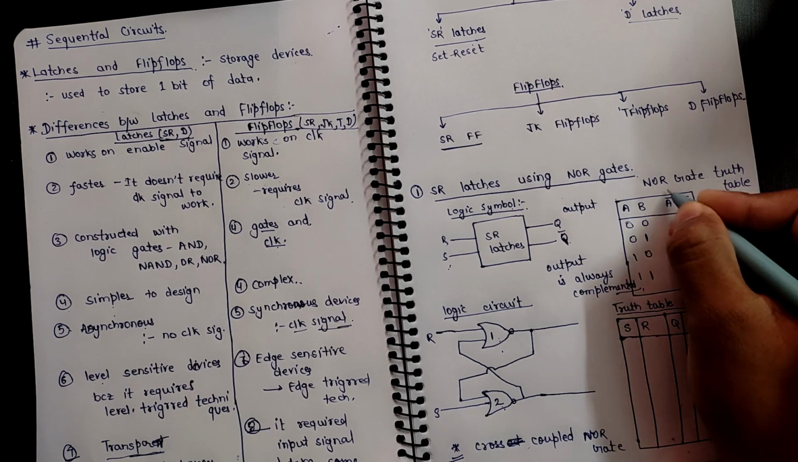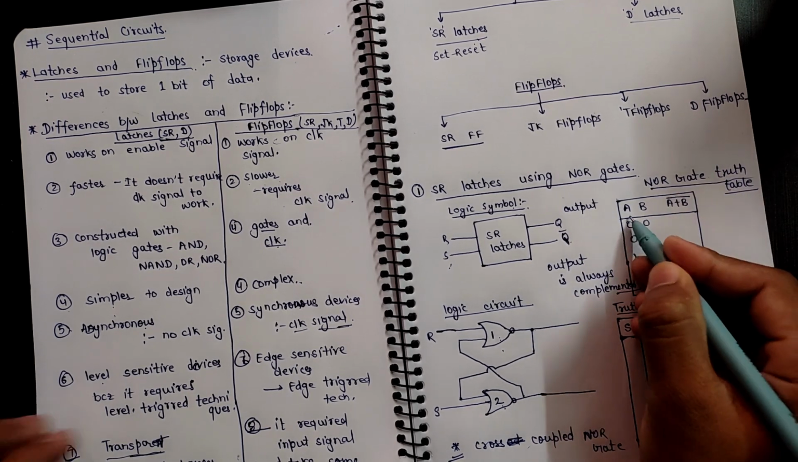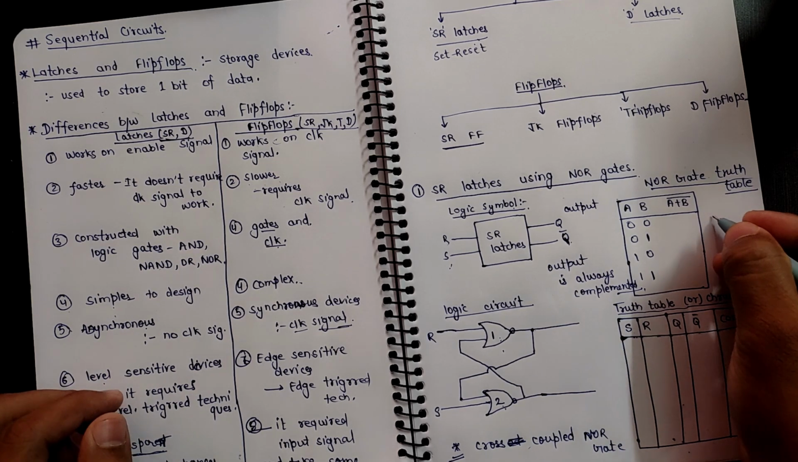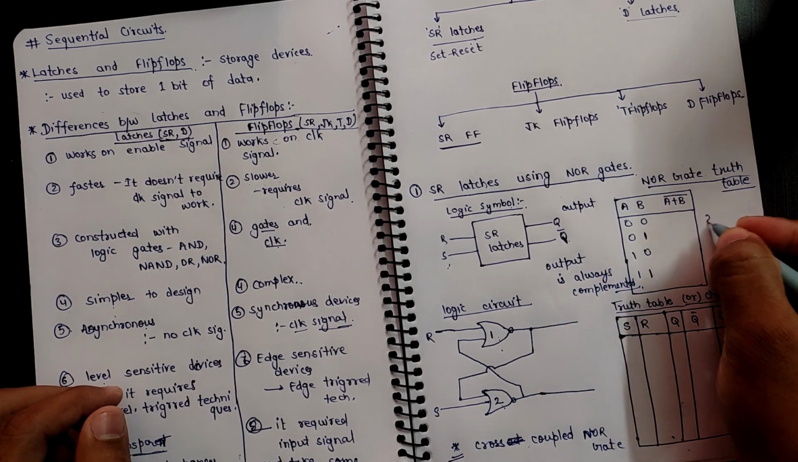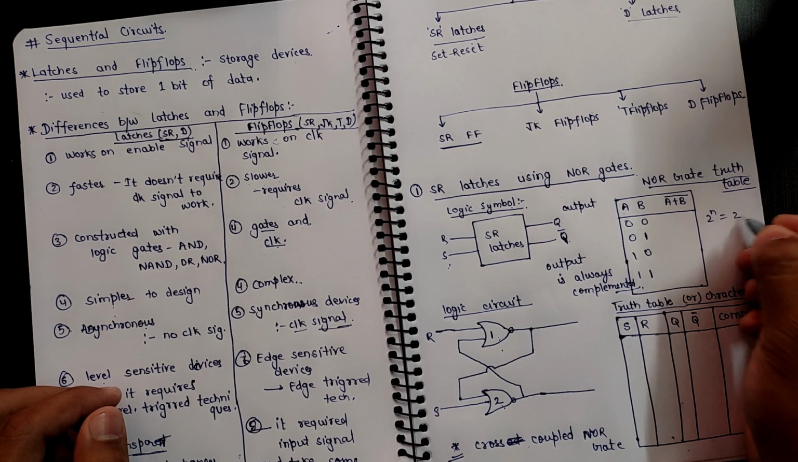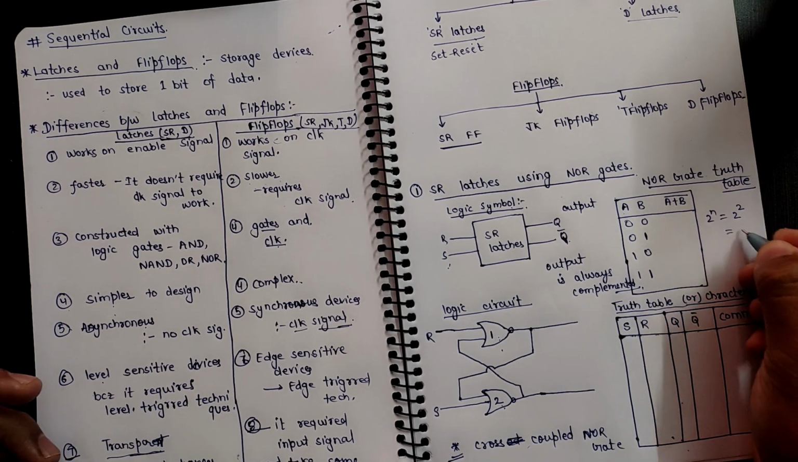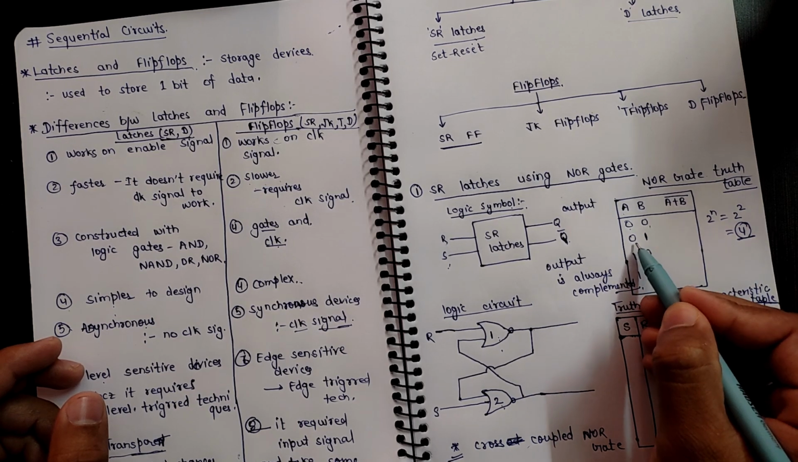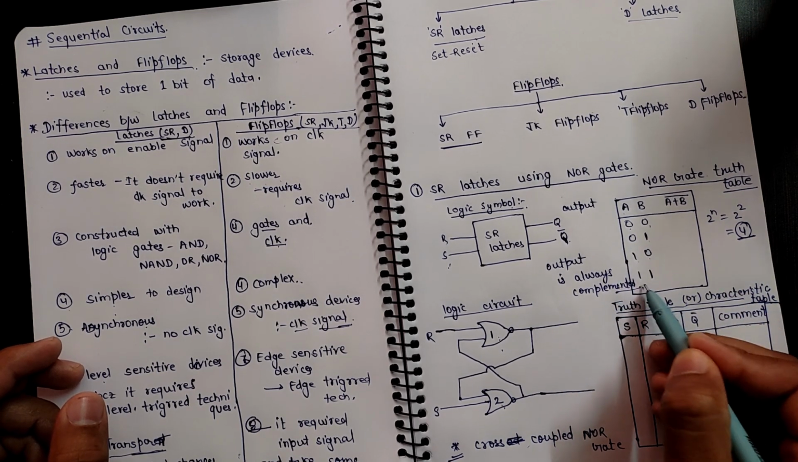So in the NOR gate truth table we have two number of inputs. It is two input NOR gate. So if we have n number of inputs, the possible combinations are 2 to the power n. So 2 to the power 2, A and B, so 4 possible combinations are possible. So that is 00, 01, 10, 11.